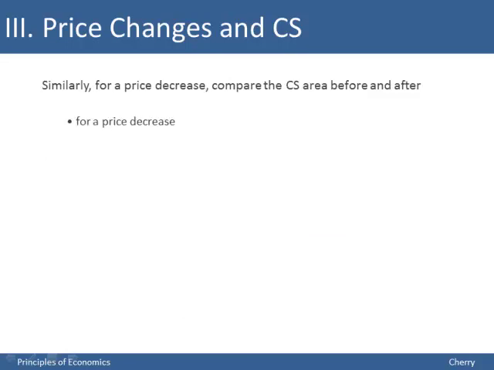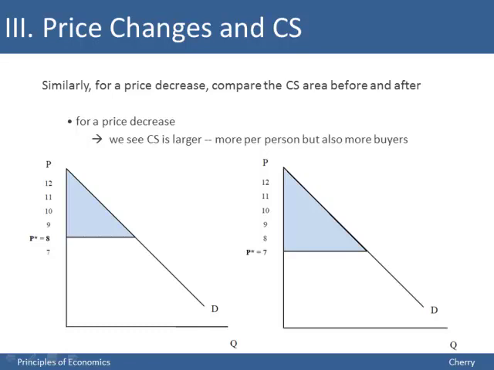So now let's look at a price decrease, a before and after. Again, we start with the market with the price of 8. Now let's suppose that there's a change in the market and prices go down to $7. And we can see here that as prices go down, consumer surplus becomes larger.